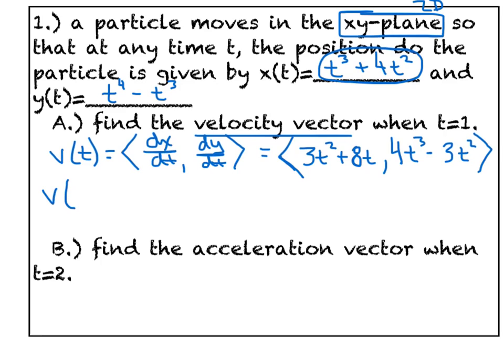Now if we want to evaluate that at 1, all we're going to do is plug it in there, and 3 plus 8 is 11. And if I plug it in there, 4 minus 3 is 1. So right there, 11, 1 with the sharp brackets represents your velocity vector at t equals 1.